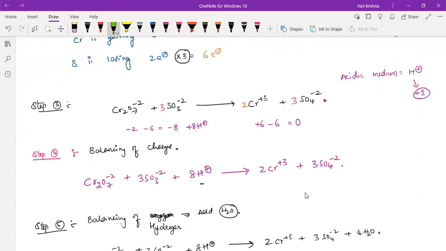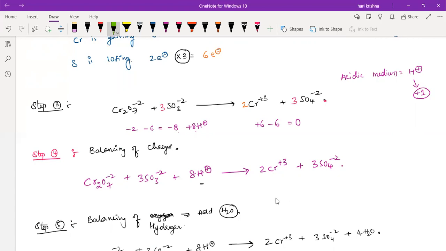Okay, if you take the step number 3, the charge on the left side is -2, -6. So overall it is a -8. But on the right side, what is the charge? +6 and the -6. So overall it is equal to 0. So if you add the 8 H plus on the left side only, now it will become balanced. -8 plus +8 is also equal to 0.